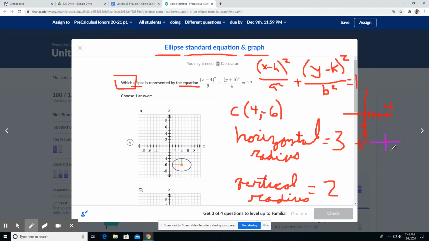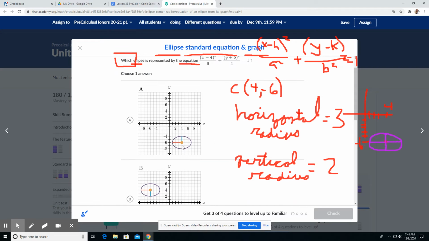Remember, radius is going off the center in each way, so the total distance would be double it. But in this case, here's what our ellipse looks like. We're just trying to find one that matches that. Well, that looks pretty good right off the bat. -4, -6, check. Rise 2 from the radius. Run 3 from the radius. 1, 2, 3. Yep, there it is right there. It's everything that we got.